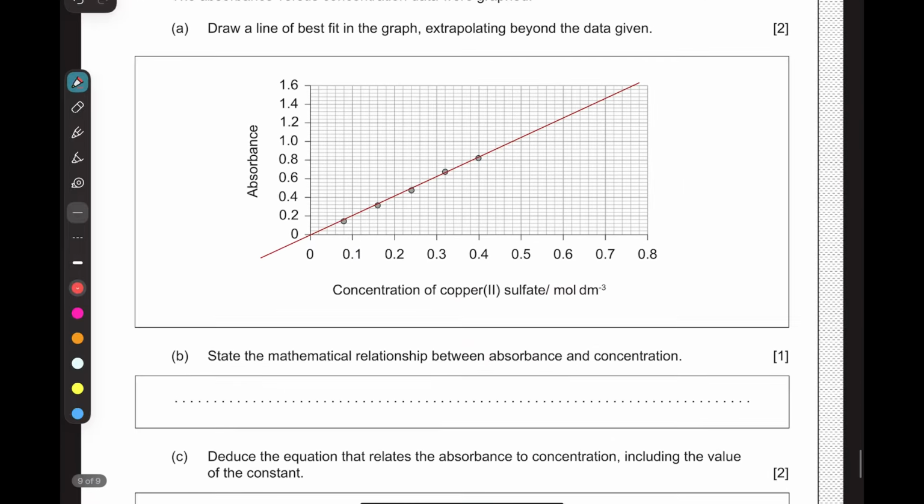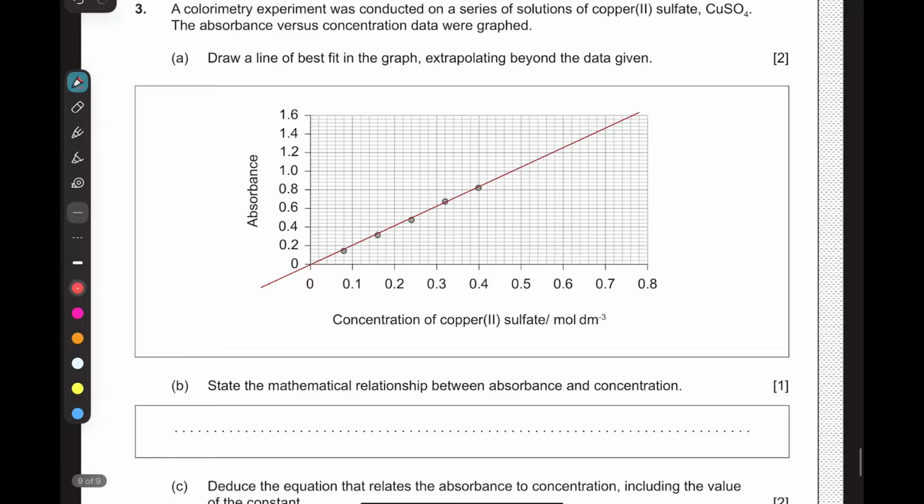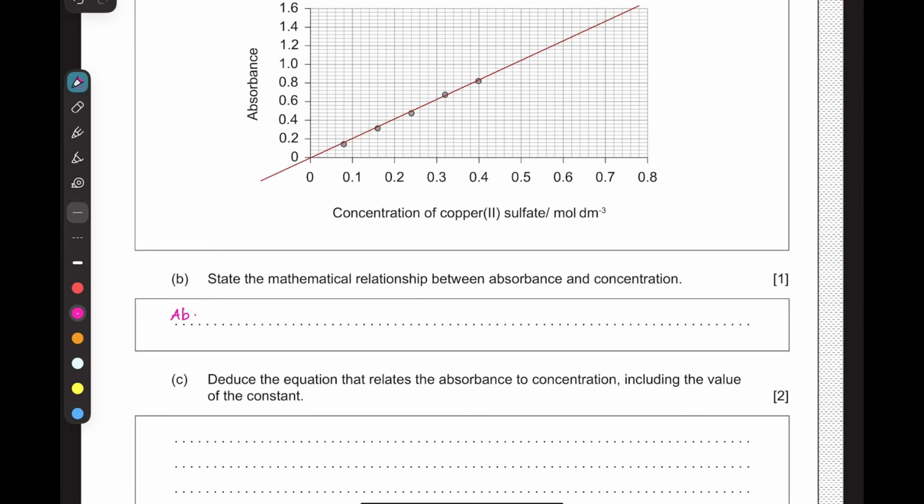Now we have to state the mathematical relationship between absorbance and concentration. Absorbance and concentration gives you a straight line. So you can say they are directly proportional, or you can say A is equal to Kc, something like that. So absorbance is directly proportional to concentration. To say A is equal to Kc, where A is the absorbance, C is the concentration, K is the slope of the line, which is a constant.